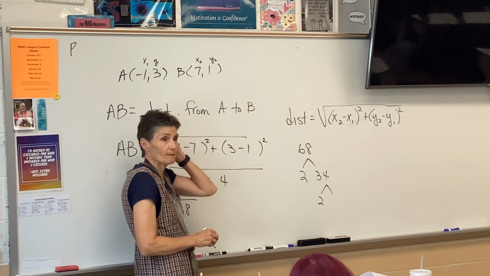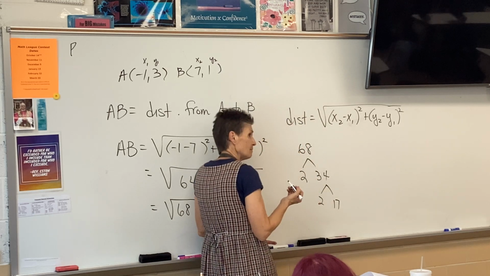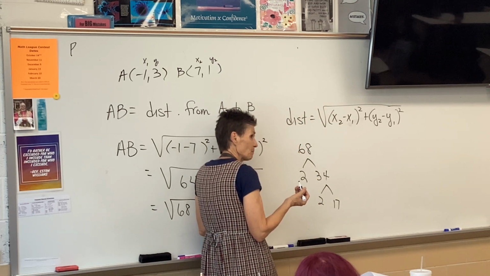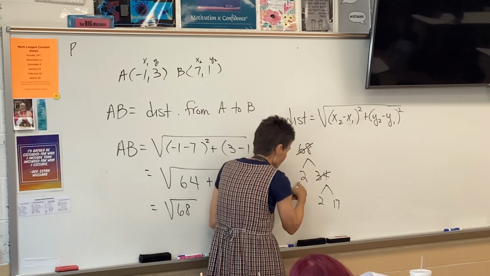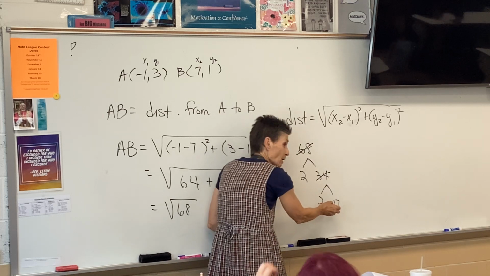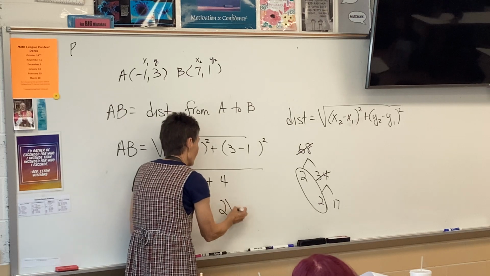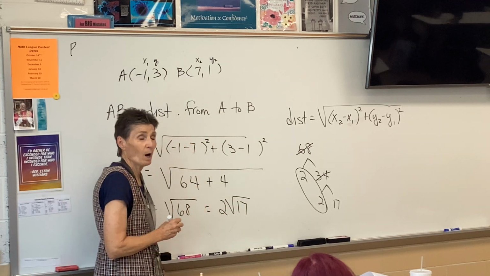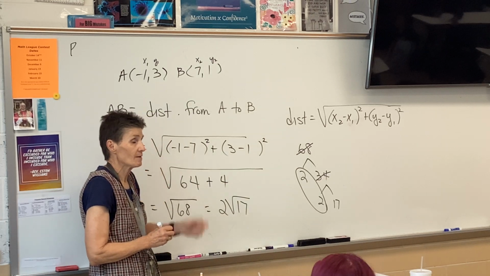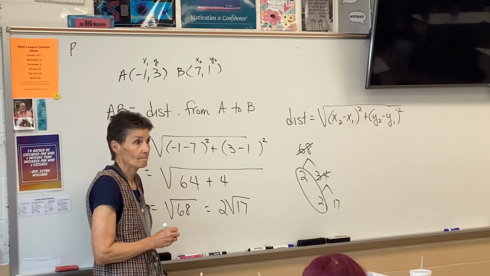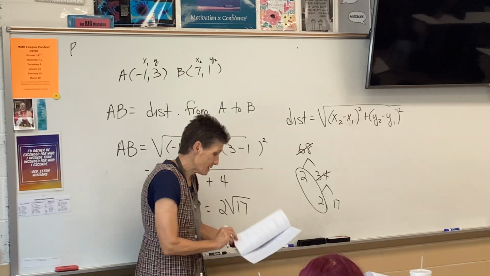34 is 2 times 17. And that's it. 17 doesn't break down. So I have my 34 broke down, my 68 broke down, so all I have left is 2, 2, and 17. So remember how that works? If you have 2 of something, you bring it out. If you only have 1 of something, it stays in. 2 radical 17. And that's your answer. Okay, that was easy enough. All right, let's try B.